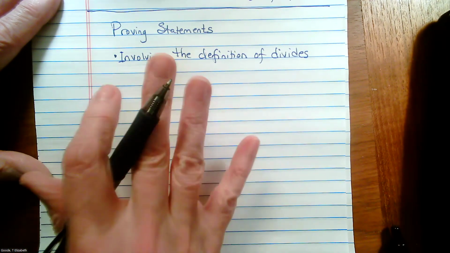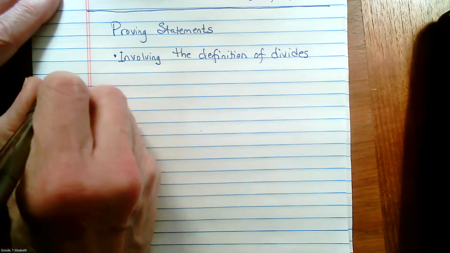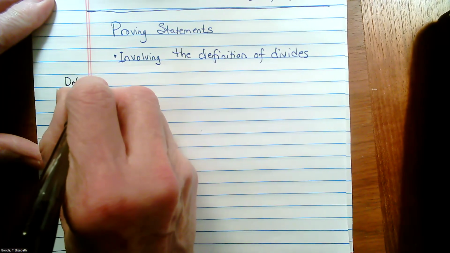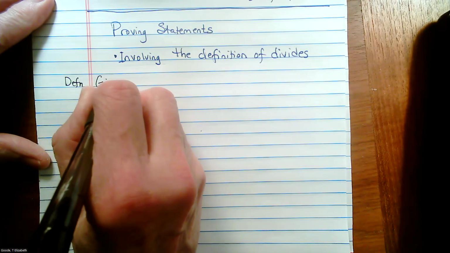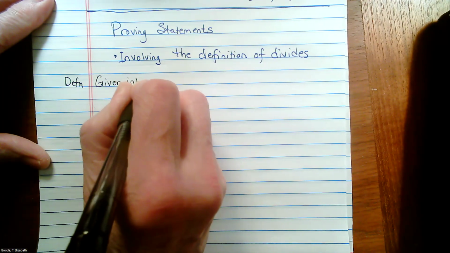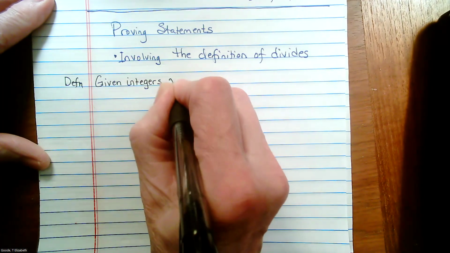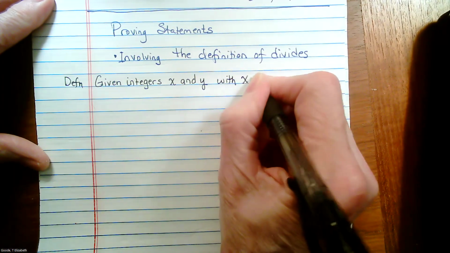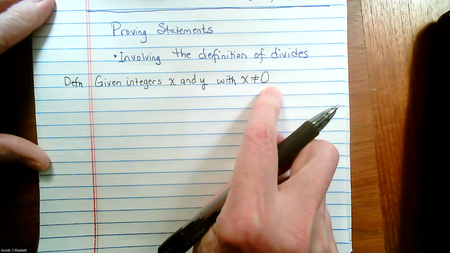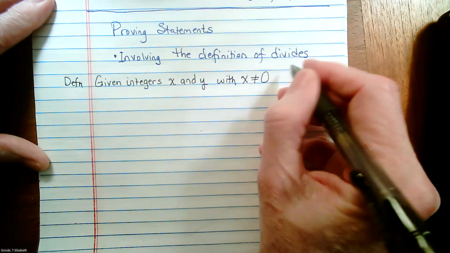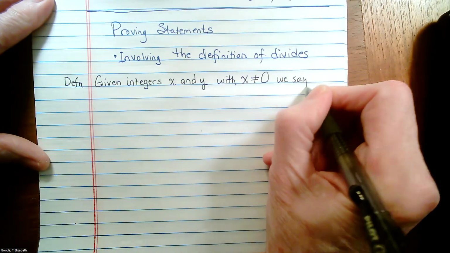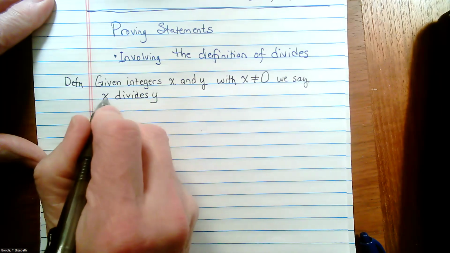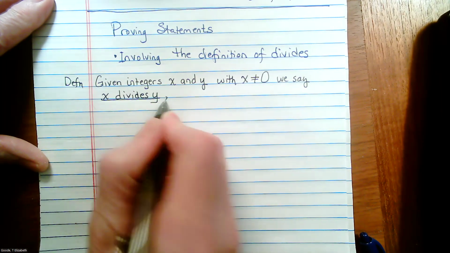Okay. Shall we review the definition of divides? Let's review the definition because we need that right in front of our very eyes. Given integers x and y, with x not equal to 0. So we're going to be dividing by x, it's going to be our divisor, I don't want it to be 0. We say x divides y. Think x divides into y.